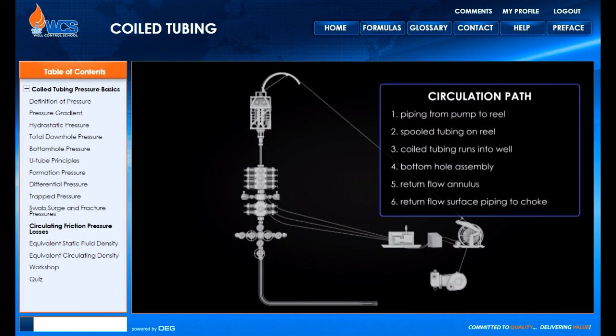Circulating friction pressure loss represents the amount of pressure required to circulate the fluid through the coiled tubing system. This is the pressure read at the pump discharge while circulating and represents the pressure required to overcome the friction losses within the circulation loop. Total circulating friction pressure loss can be broken into 6 components: the surface piping from the pump to the reel, the spooled tubing on the reel, down the coiled tubing, through the bottom hole assembly, the return flow annulus, and the return flow surface piping to the choke.